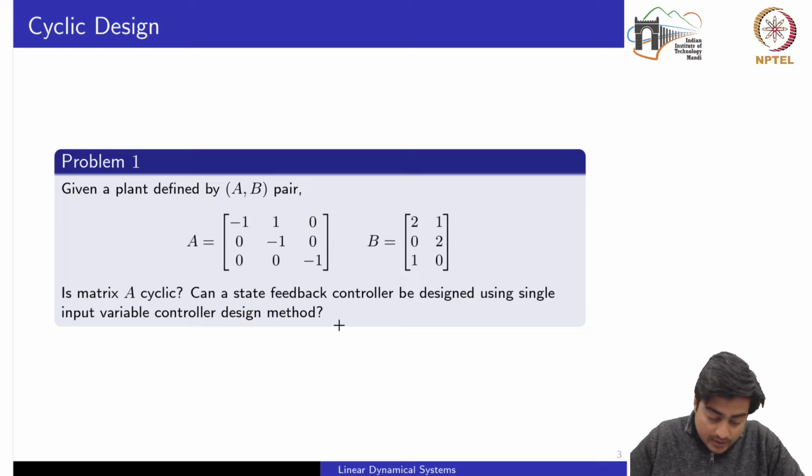So in problem 1, given a plant defined by the pair A, B, where the A, B matrices are given by this. The first question we need to address is to find out whether the matrix A is cyclic or not. And the second part of the question is, can a state feedback controller be designed using the single input variable control design method? Okay.